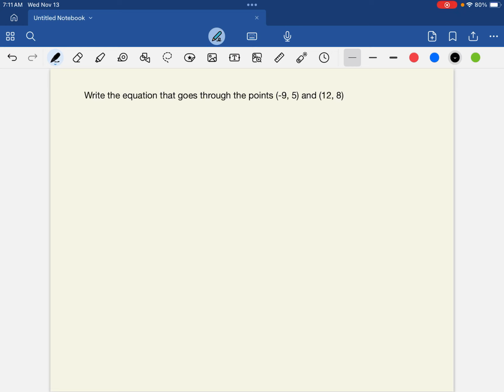Hello, in this video we're going to talk about how to write an equation of a line given 2 points. Previously we have only been able to do that in slope-intercept form, or y is equal to mx plus b. And now that we have slope or point slope, which is y minus y1 is equal to m times x minus x1, that's going to make this process go a little bit faster.